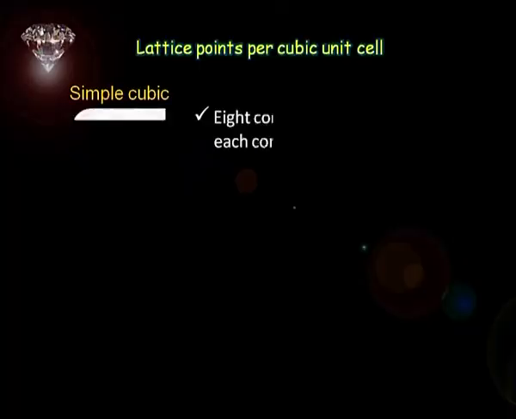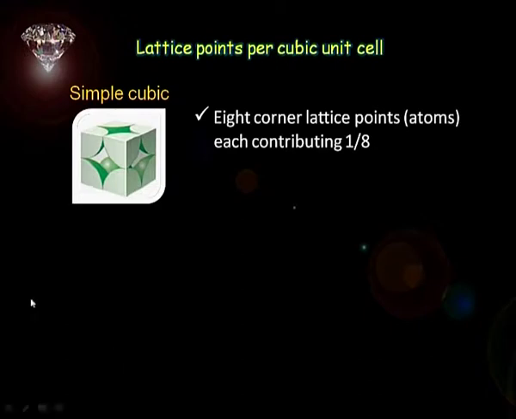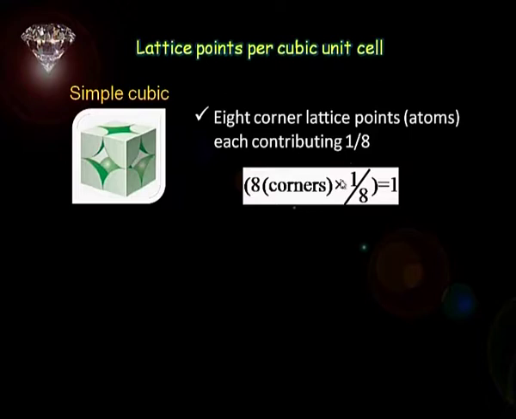We start with the simplest one, a simple cubic. In case of the simple cubic unit cell, we have only corner atoms, and we just mentioned earlier that each corner is shared by 8 small unit cells. So, there are 8 corner lattice points or atoms, each contributing 1/8, and since there are 8 of them contributing 1/8 each, the total comes out to be 1. That means there is 1 lattice point or 1 atom per simple cubic unit cell.